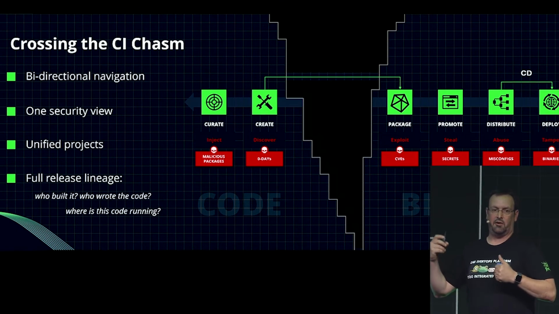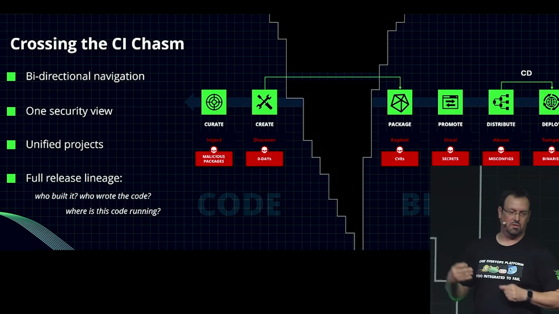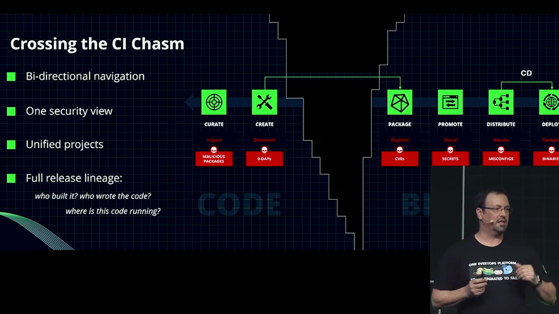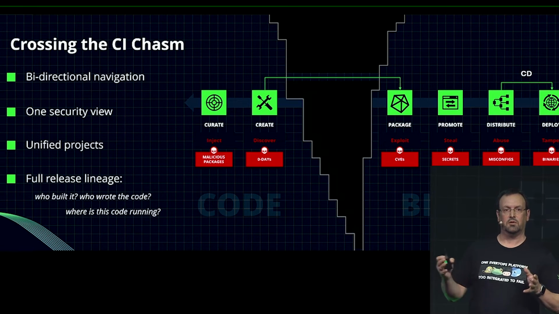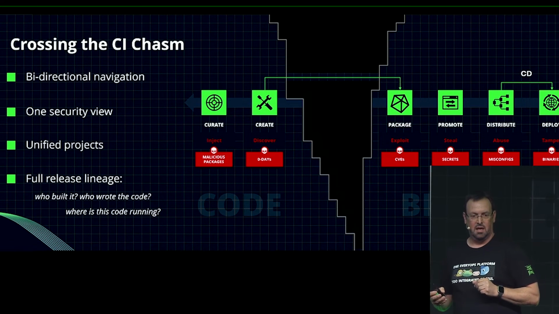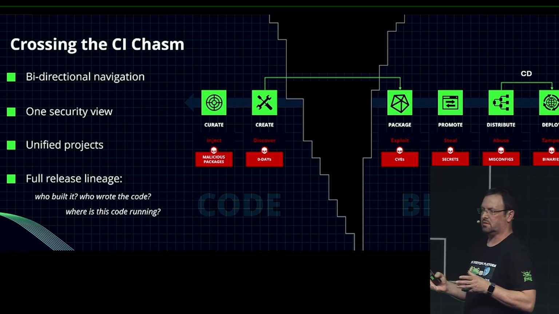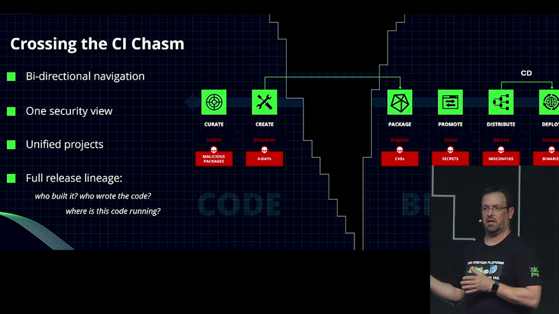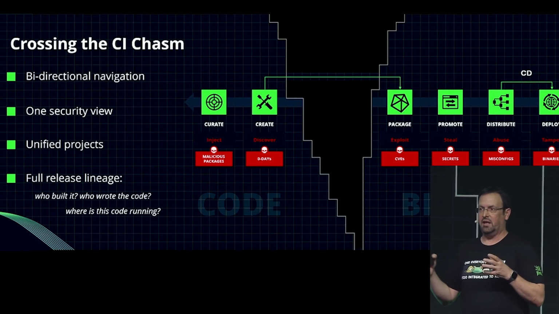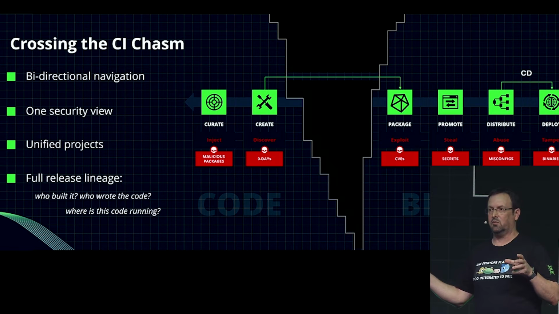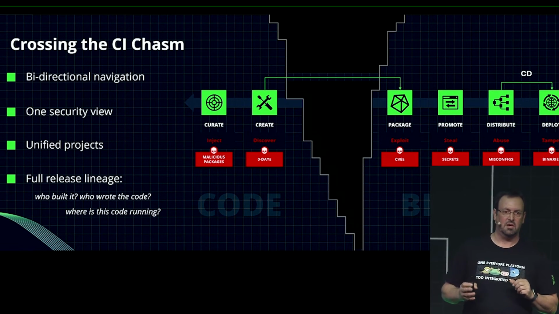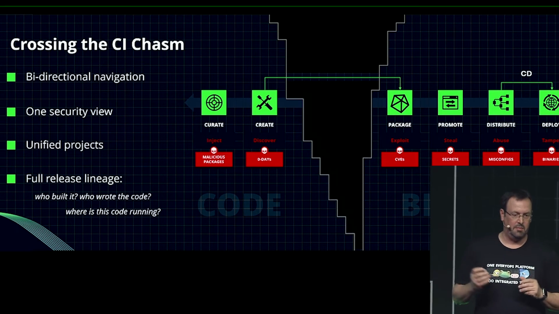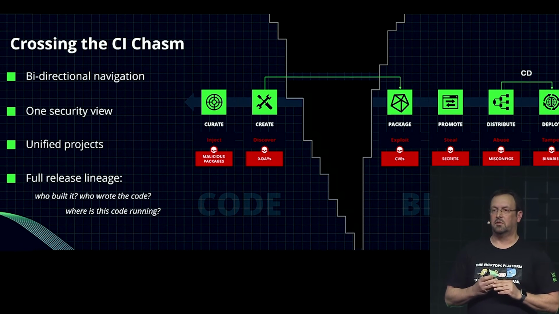And in order to bridge this chasm, we want to maintain this line. So it needs to be bidirectional, so you can move across. You need to have one security view. So for your binary scans, for your code scanning, you want to consume them in a single place. In terms of projects, it's the same team, it's the same application. Even though you're dealing with 2 different systems, you want to manage the relation between the teams and the projects in the same way. So you want to have that mapping. And then you get the full lineage.